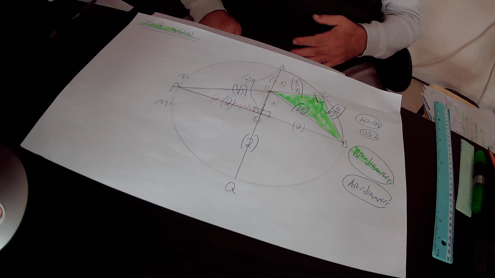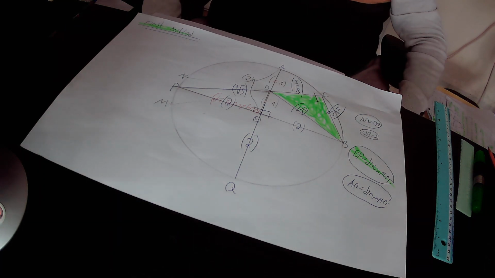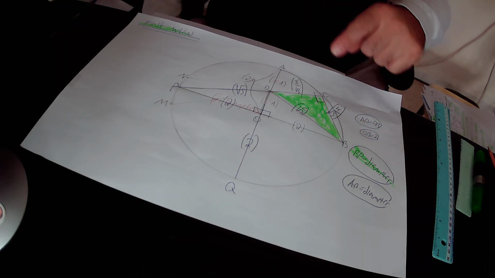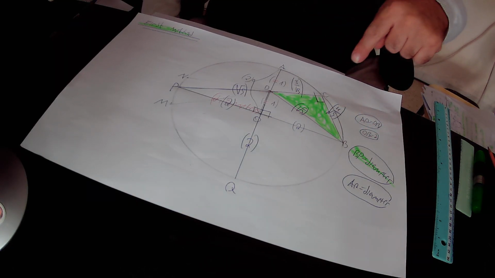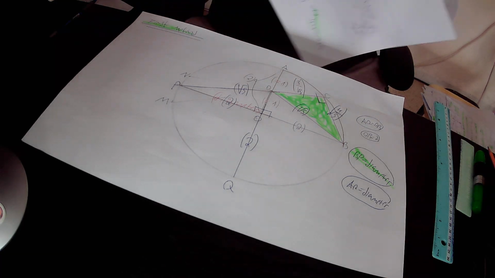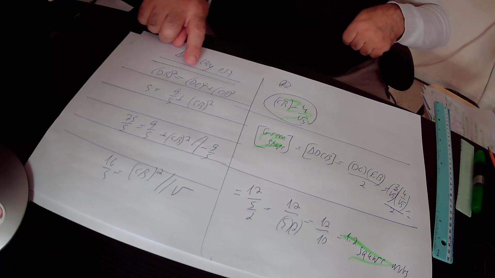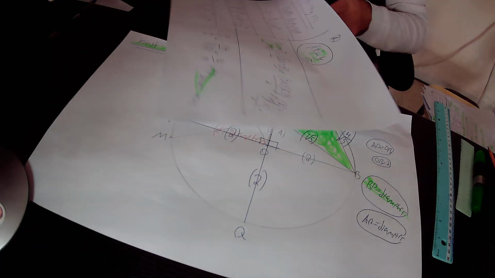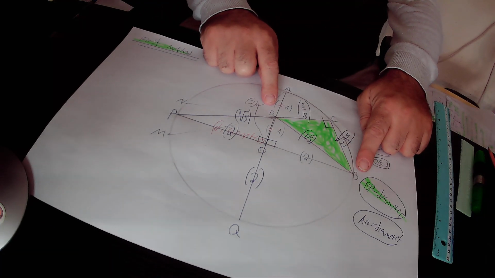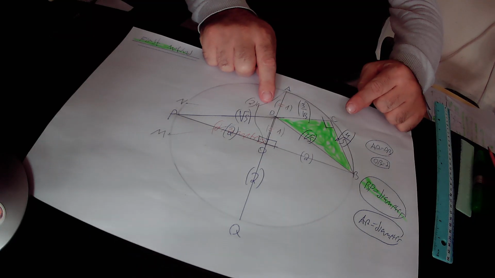The next step, we implement the Pythagorean theorem on this green triangle DCB. According to the Pythagorean theorem, in this triangle DCB, DB squared, that is the square of the hypotenuse, equals DC squared plus CB squared. DB equals the square root of 5, and therefore DB squared, the square root of 5 squared, is 5, and it equals DC squared.